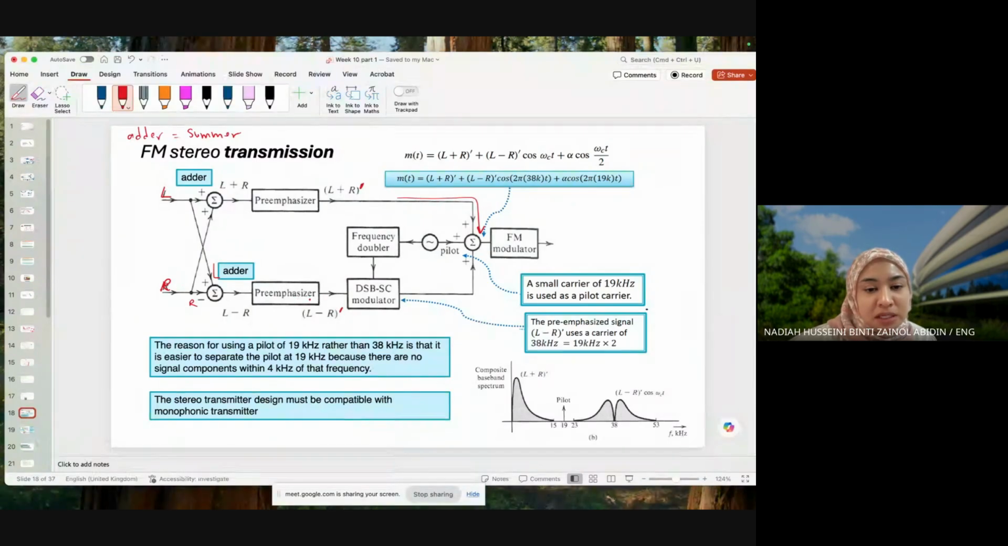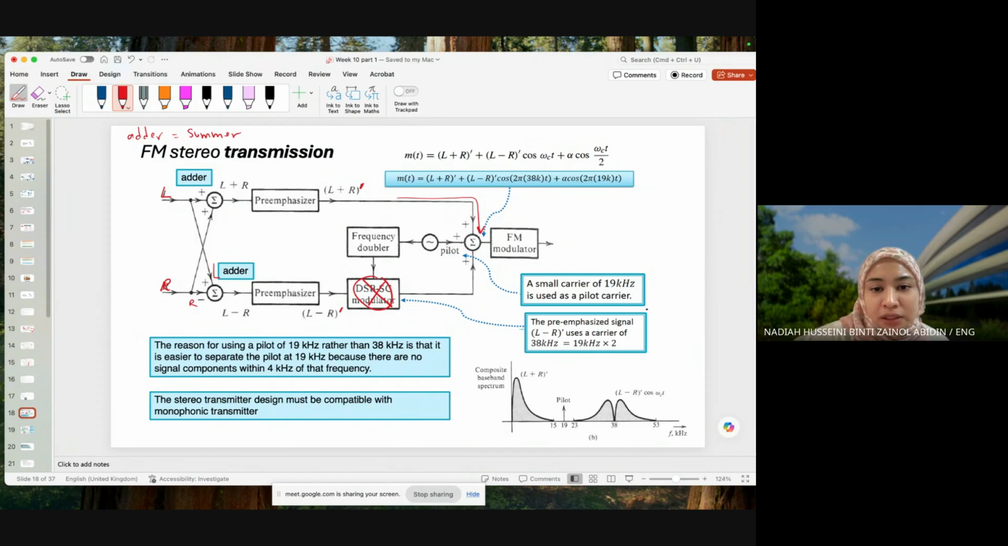So this pre-emphasized L minus R passes through a DSB-SC modulator. So what on earth is that? That is basically a mixer. A mixer is basically a modulator, a demodulator, a DSB-SC modulator. What it's not is a PLL, because a PLL is more complex than a mixer. So this L minus R apostrophe is supplied to the modulator.